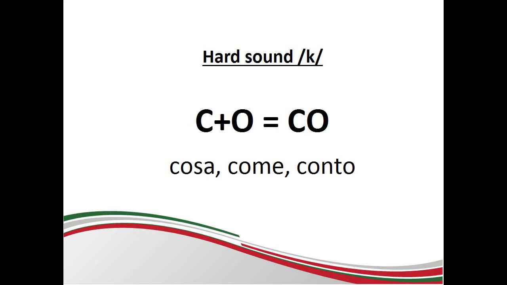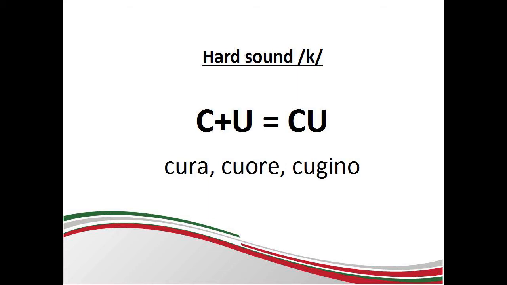C before O is spelled ko. Like cosa, come, conto. C before U is spelled Q. Cura, cuore, cugino.